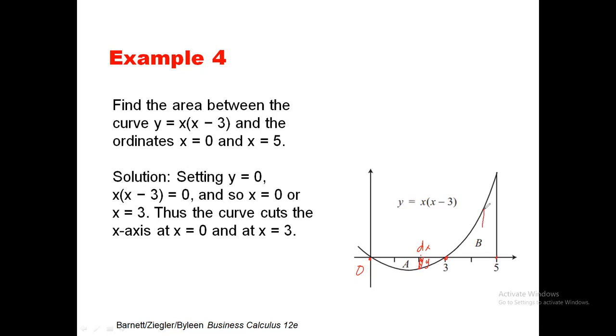If I draw another vertical element here, it would be a different story because your y in this case will be the y of the curve minus the y of the line, y equal to 0. So it would be the negative of this one. So you determine the area separately of A and B using the limits for A, which is 0 to 3, and for B, which is 3 to 5.